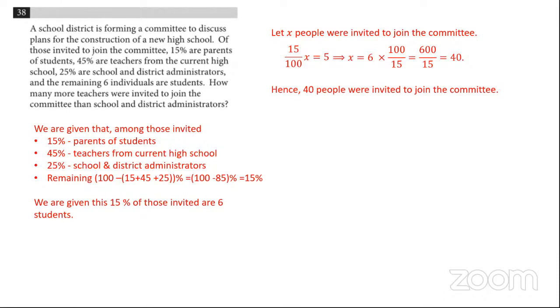So for that, we need to find the number of teachers from the current high school, right? So we got X is equal to 40, right? And 45% of this 40 is actually the teachers invited. So 45 by 100 into 40 equals 18. So 40 is the number of invitees. So 18 is the number of teachers that are invited from the current high school to join the committee.